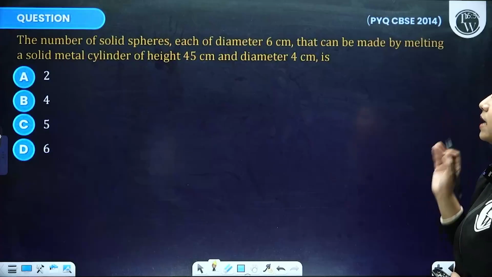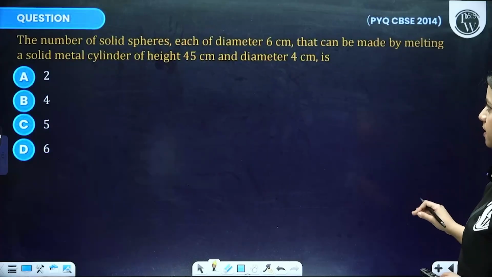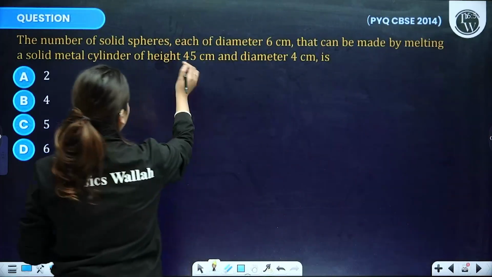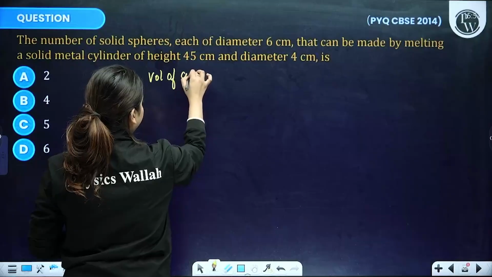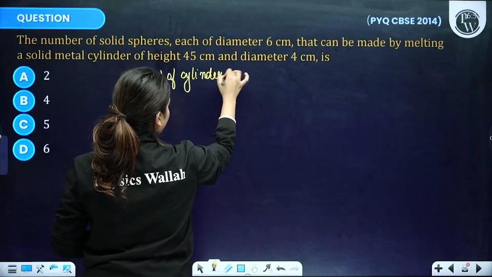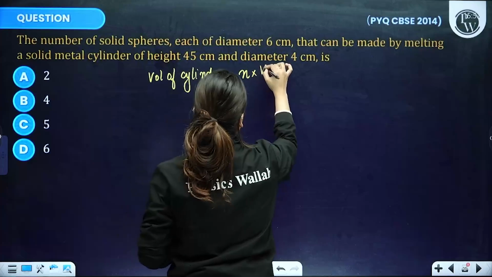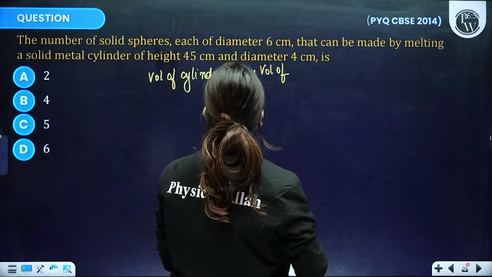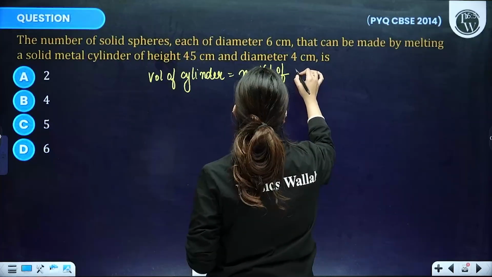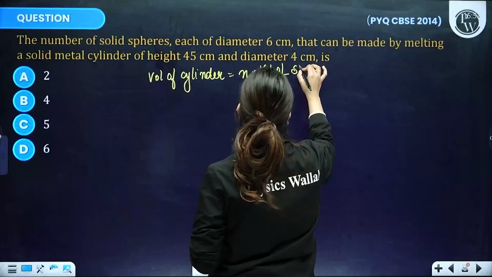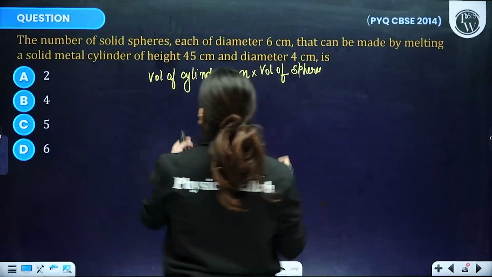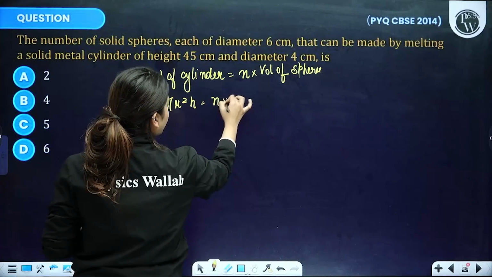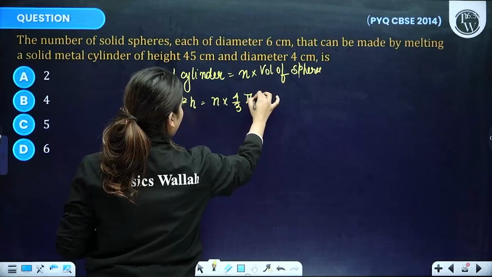Next question. The number of solid spheres, each of diameter 6 centimeter, that can be made by melting a solid metallic cylinder of height 45 and diameter 4. So again, volume of cylinder is equivalent to n into volume of solid spheres. What is the volume of cylinder? Volume of cylinder is pi r square h. What is the volume of sphere? 4 by 3 pi r cube.